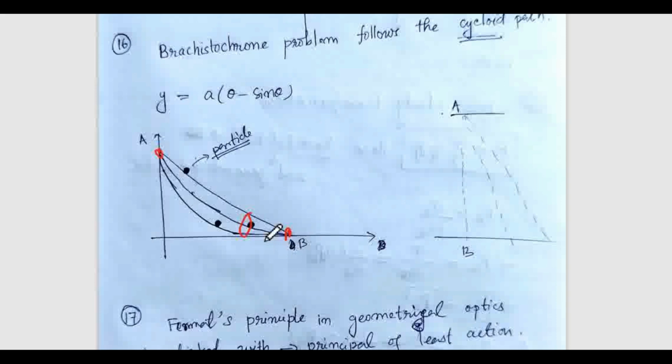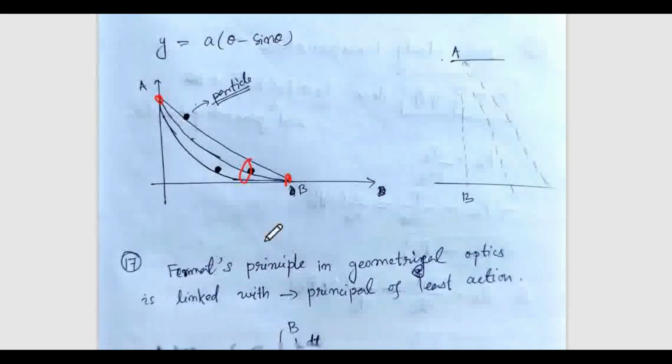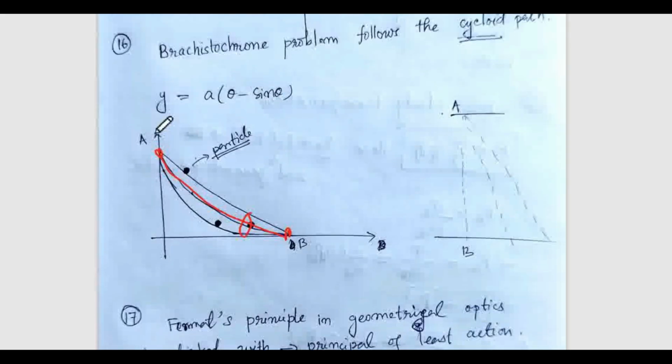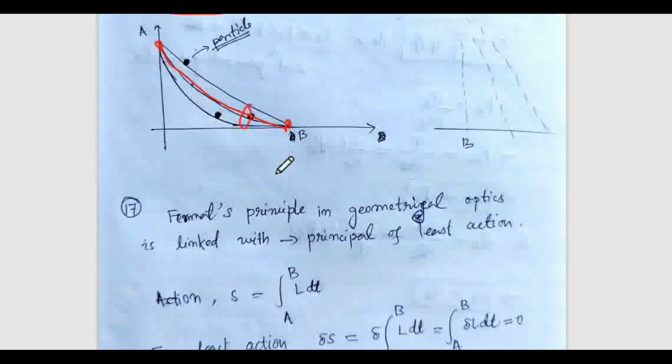This means that particles always follow a path which needs less time, or you can say the least time. So this path, the red color path, followed by this middle particle, is known as the cycloid path, and the equation of this path is this.